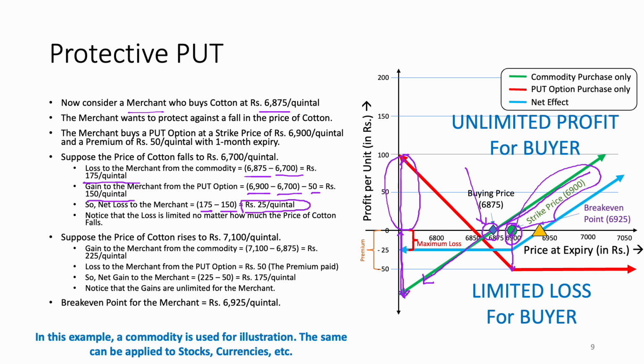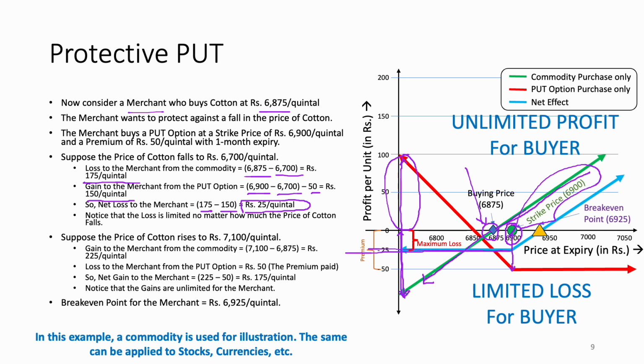So you notice that by using a put option against a commodity which he is holding, he has limited his loss. This loss of 25 rupees per quintal will be the same irrespective of how much the price of the commodity falls. So he has restricted his loss to a certain amount. His loss cannot be more than this much.